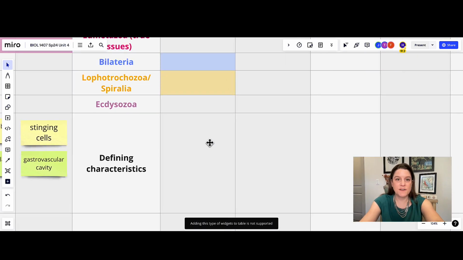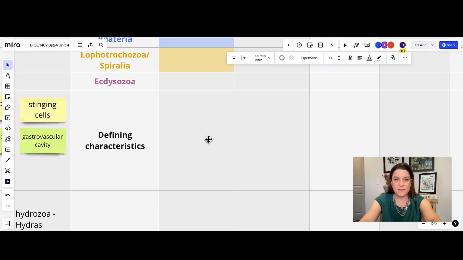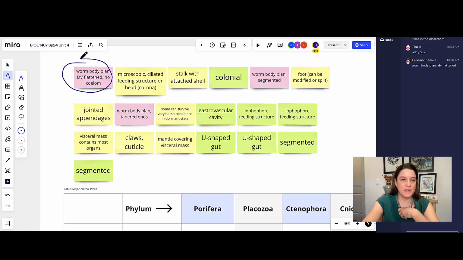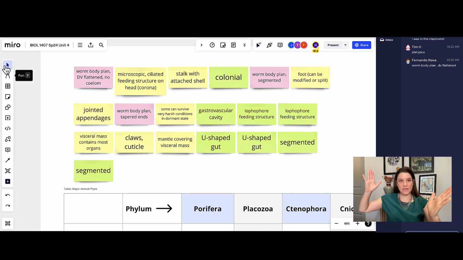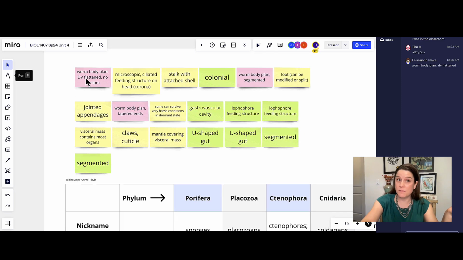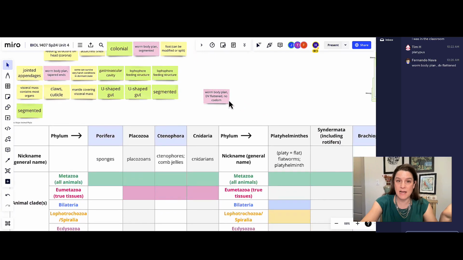All right, so what are the defining characteristics of the Platyhelminthes? Let's go look up at our cards. This one here, right? Worm body plan. DV means dorsal ventral flattened, no coelom. So dorsal ventral flattened means the back and the belly are real close together. So it's flattened from the back to the belly. This does make sense, that the flatworm would be Platyhelminthes. Yep, that would have that characteristic.